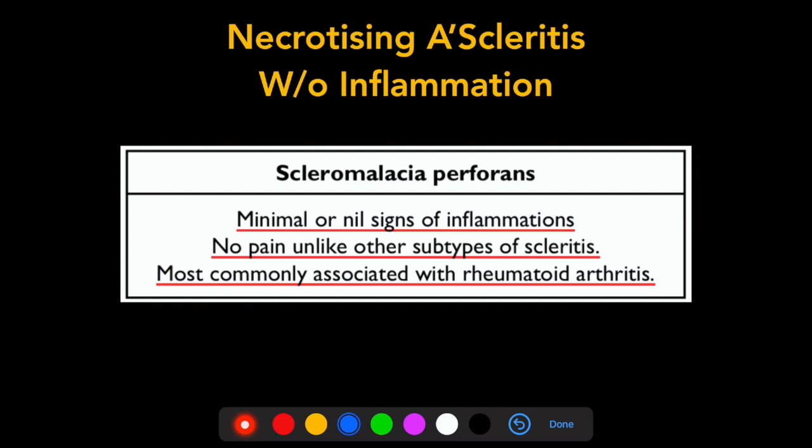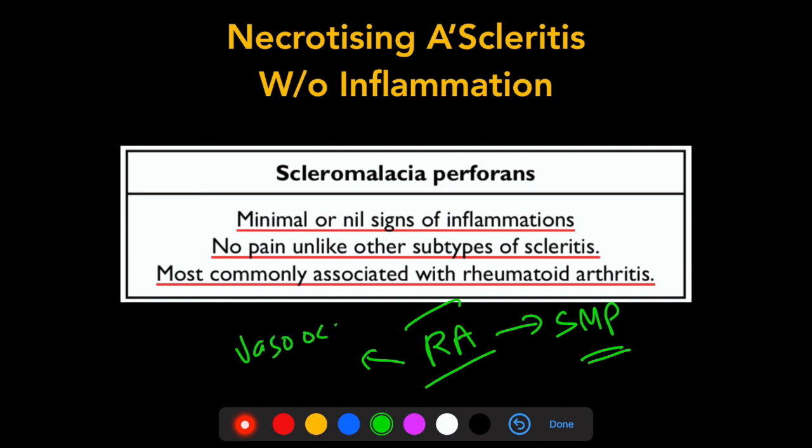So three main important points: in scleromalacia perforans, you don't have any signs of inflammation, either minimal or nil. There is no pain, unlike the other types of scleritis. And it is most commonly associated with rheumatoid arthritis. Very, very important. So RA is very much associated with your scleromalacia perforans. Okay. And not just that, we discussed the vaso-occlusive type of necrotizing anterior scleritis with inflammation. And you will know why RA is so important in just a minute.